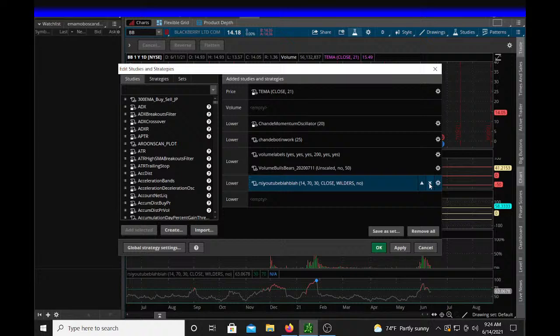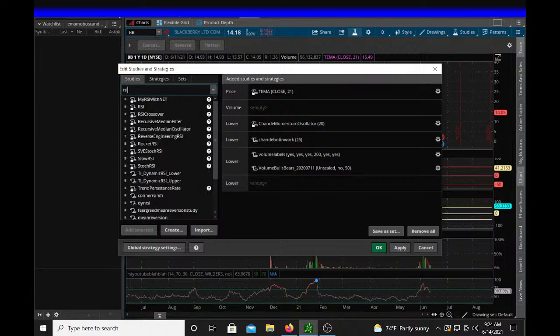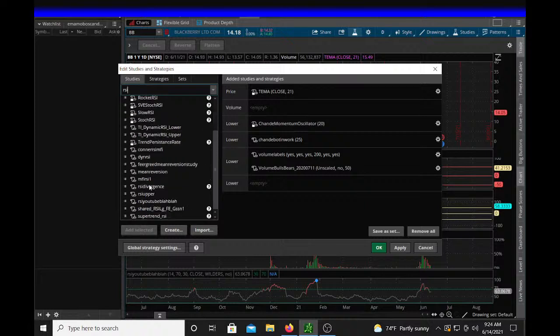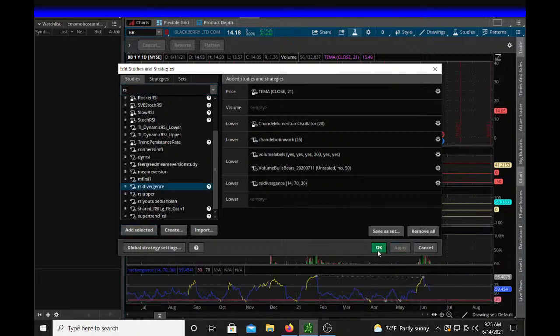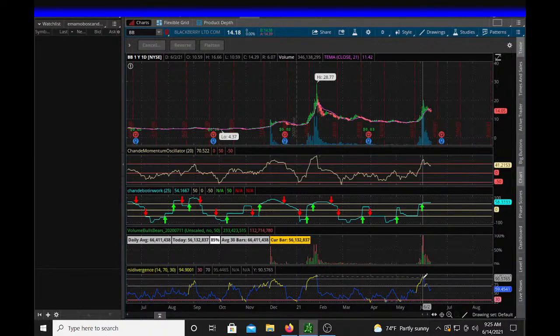So, there is a study for such a thing. And it's an RSI divergence. Here we go. And it tells you where they are. Very good. So you can see where and when divergences are happening and how broad they are.